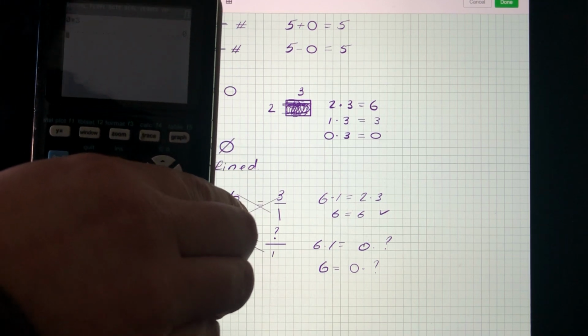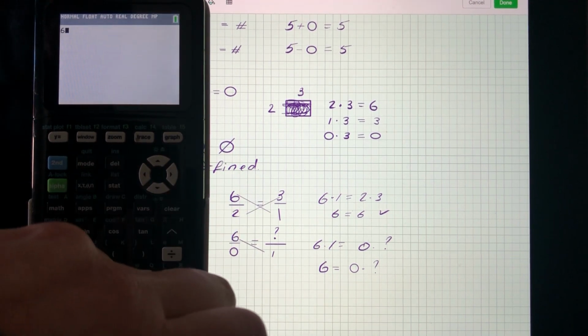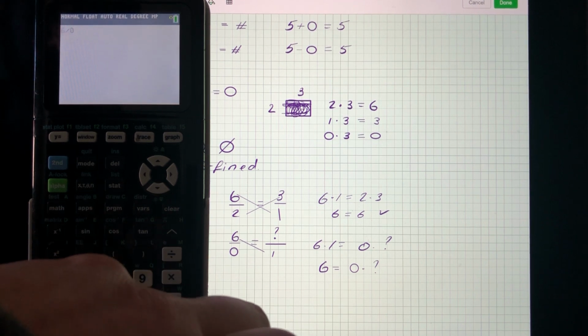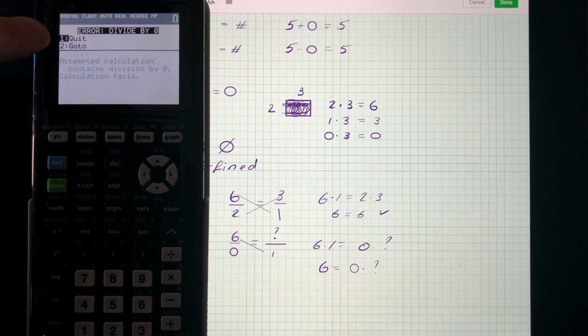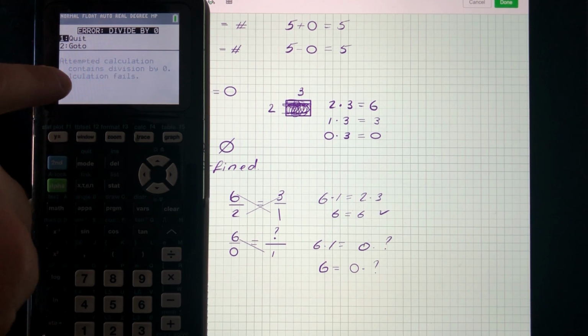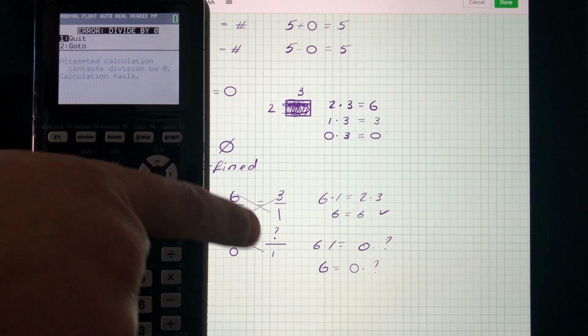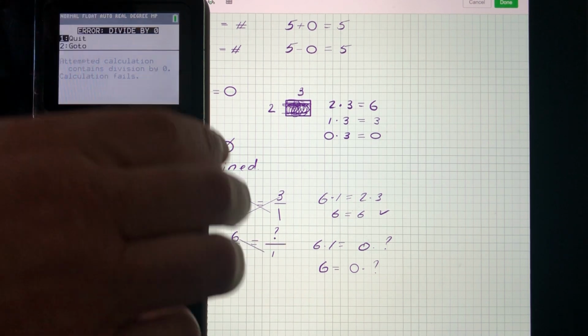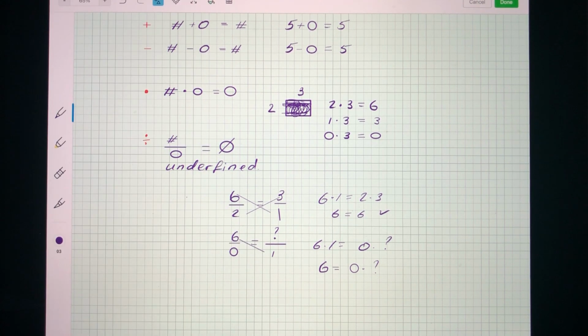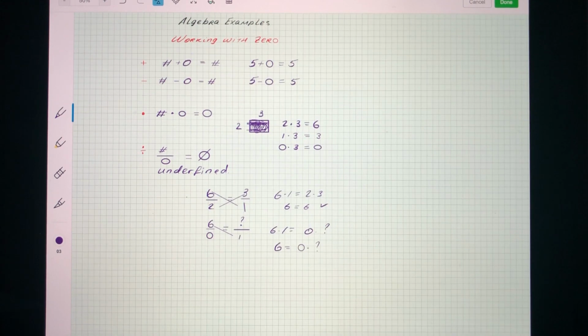So let's look at what the calculator says. Let's take 6 divided by 0, and the calculator says the same: Error, divided by 0, not possible. You are attempting to do the division by 0, which fails, because it's impossible to find such an answer. And that's all there is for this video, for how to work with zeros.